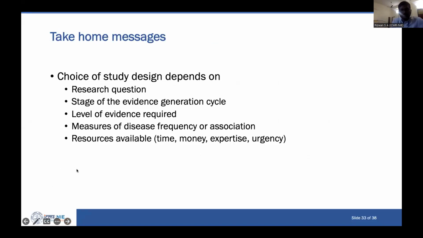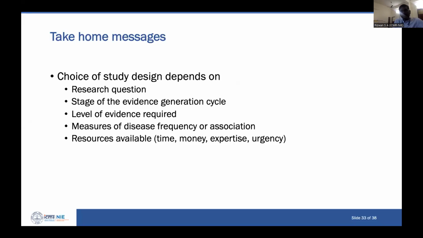So the take-home messages for this session: the choice of the study design depends upon the research question, the stage of evidence generation cycle. So are you going to confirm a hypothesis, or are you going to generate a hypothesis for a particular condition? The level of evidence required. So as I said, in the hierarchy of evidence, cross-sectional study occupies a lower rank compared to cohort and case control studies.